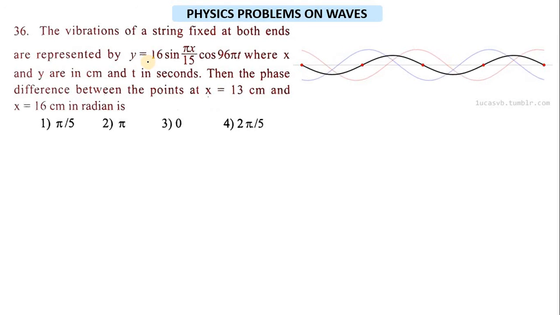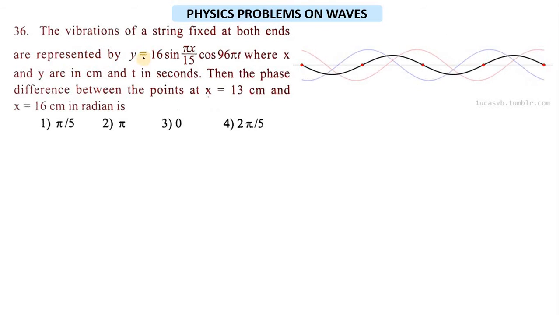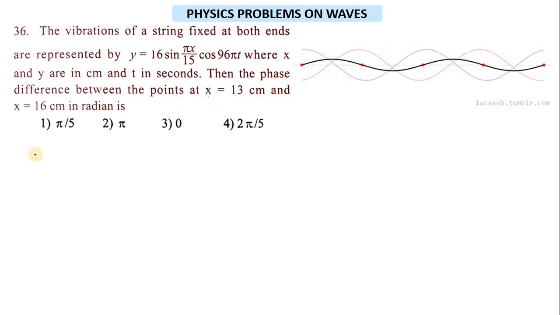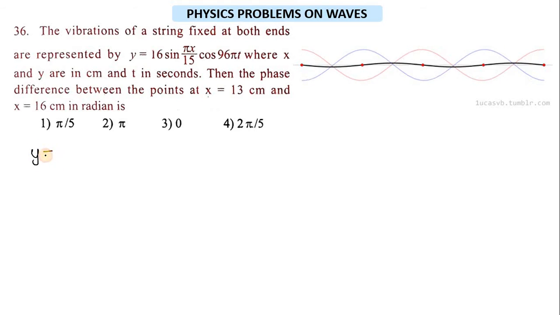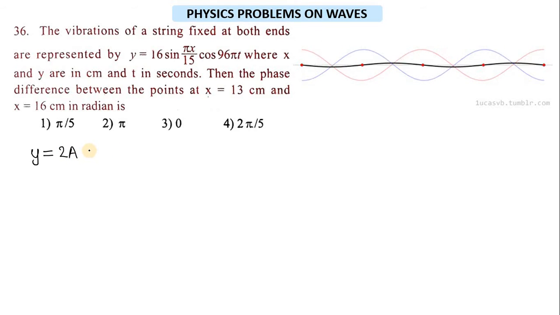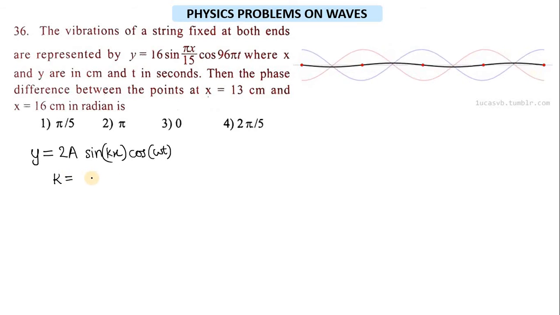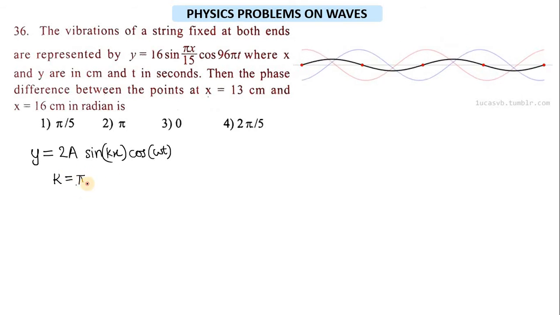So the equation of the standing wave is given like this. The vibrations of a string fixed at both ends are represented by this equation y is equal to sin(πx/15)... So see, this equation can be compared with the standard form of the standing wave equation, y is equal to a sin kx into cos omega t. So by matching both the equations, we can say the value of k, which is called propagation constant, k is equal to pi by 15.